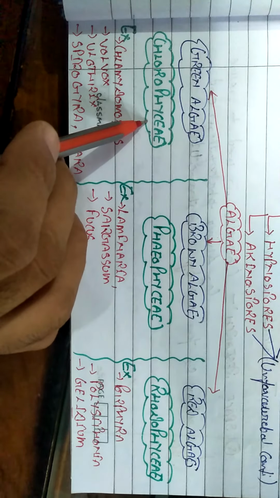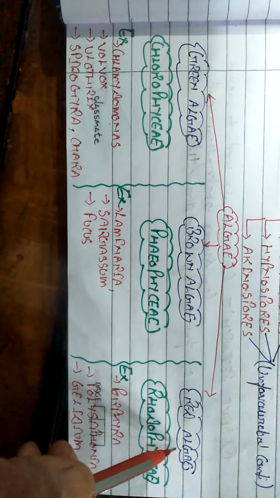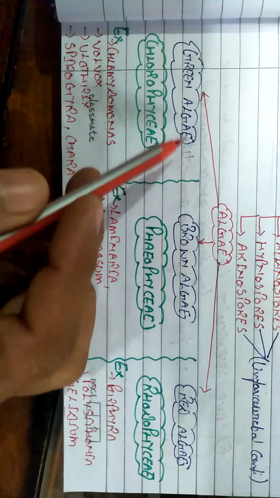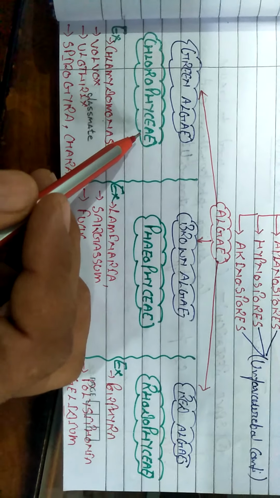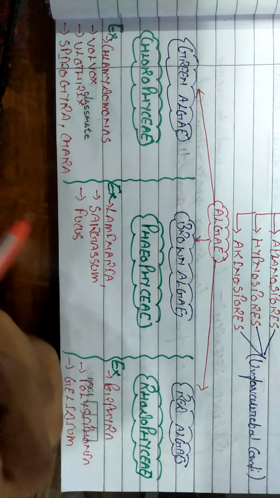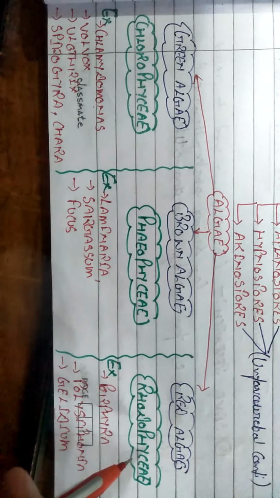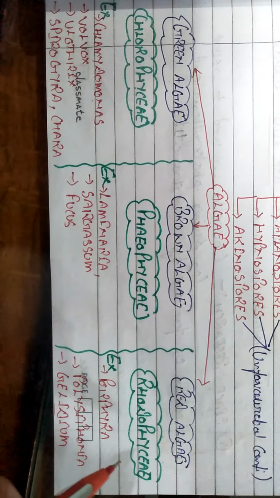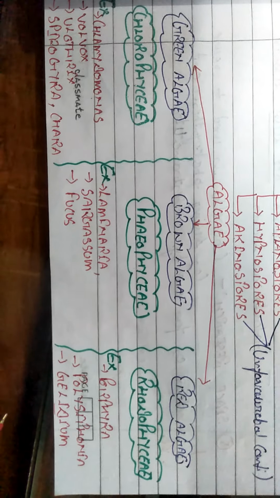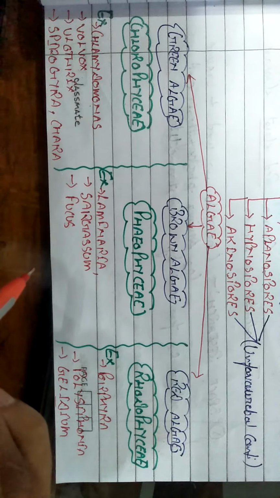Green algae are also known as chlorophyce or chlorophyta. Brown algae are also known as phaeophyce and phaeophyta, and red algae are also known as rhodophyce and rhodophyta. Examples of green algae, or chlorophyce, are Chlamydomonas, Volvox, Ulothrix, Spirogyra and Chara. Brown algae examples are Laminaria, Sargassum and Fucus. And the rhodophyce, red algae examples are Porphyra, Polysiphonia and Gelidium. These are the basic things, with the help of examples, related to algae.